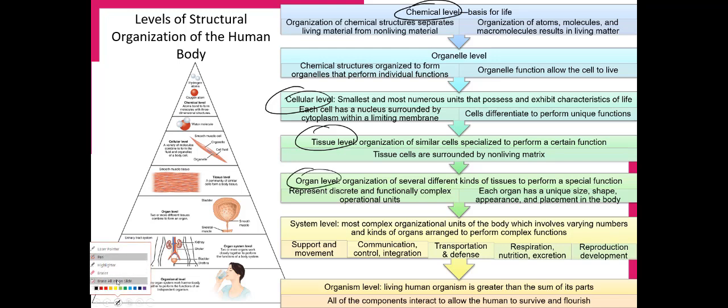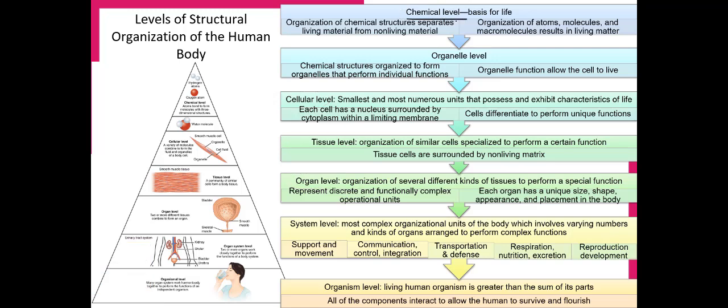So if you look over here, what you can see, smallest level is chemical, right? So organization of atoms, molecules, macromolecules that result in living matter. And then the next level is organelles. So organelles are little tiny organs that exist inside the cell, right? So the various different organelles inside the cell function together in order to allow the cell to live.